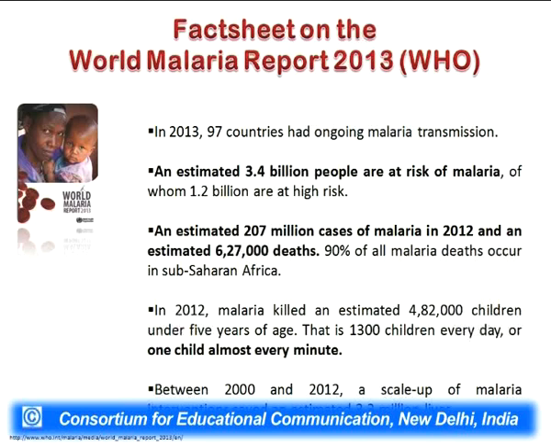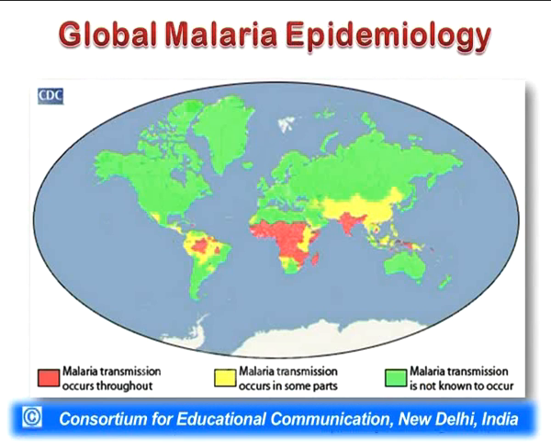Because of worldwide research and the various control programs between 2000 and 2012, a number of control interventions have saved about 3.3 million lives throughout the world. But the malaria disease is still a problem day by day. So we have to stop this malaria infection or the malaria parasites.